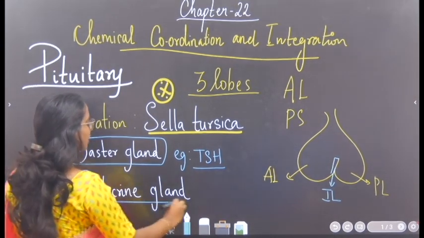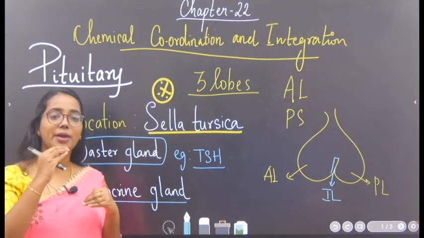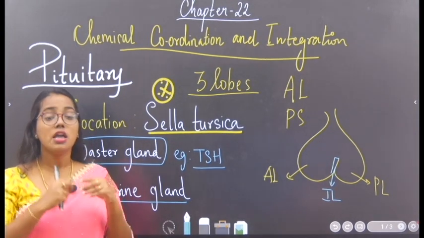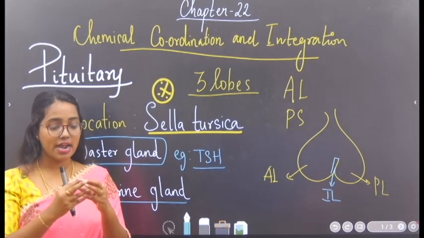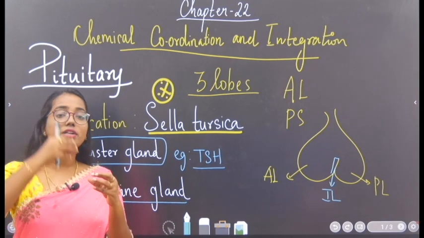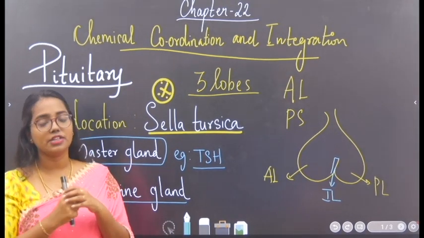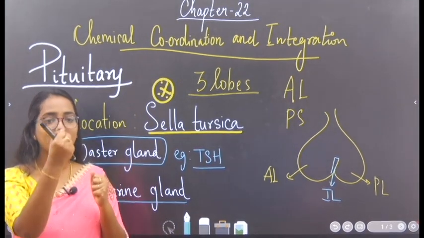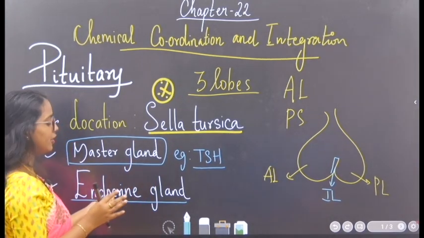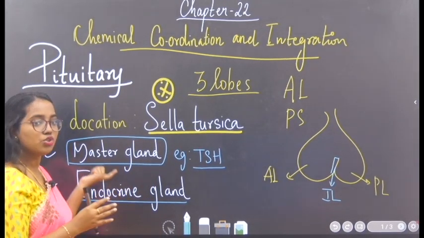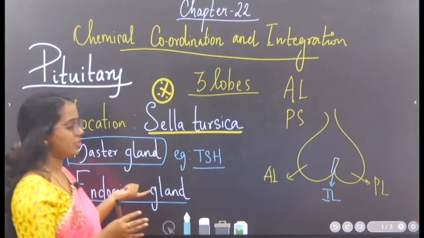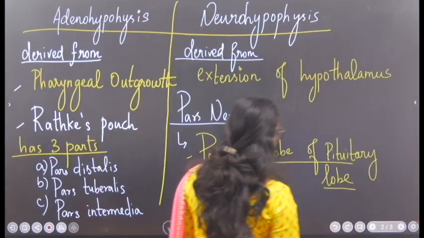Next, it is considered to be an endocrine gland. Why do we call it endocrine? Endocrine glands are the glands which pour their secretions directly into the blood. So, any gland that pours its secretions directly into the blood, we call an endocrine gland. So, the pituitary is considered to be an endocrine gland. Next, we will see the lobes.